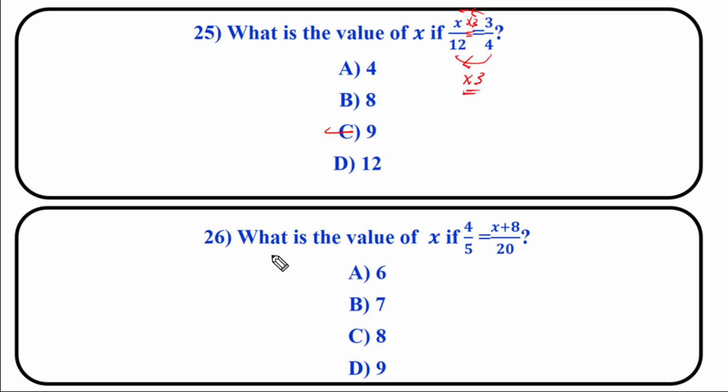In the same way, to find x here, we will use equivalent fractions. 5 became 20, multiplying by 4. So to find the missing number, just multiply by 4. 4 times 4 equals 16. So the missing number, x plus 8, equals 16. What number plus 8 equals 16? This number is 8. Now the value of x is 8.